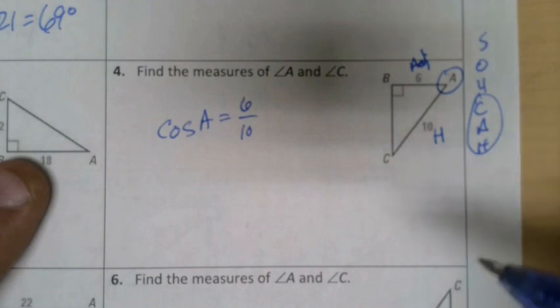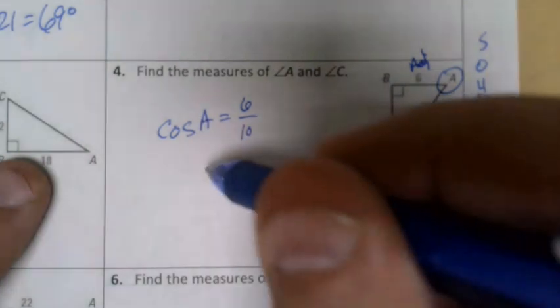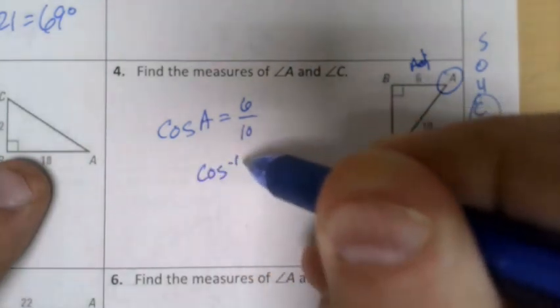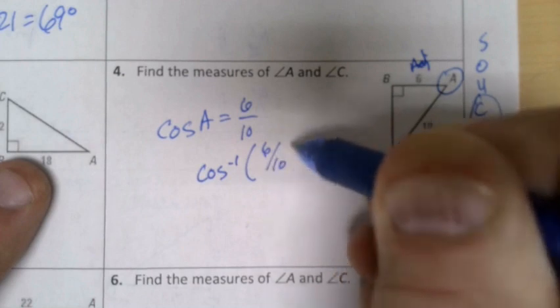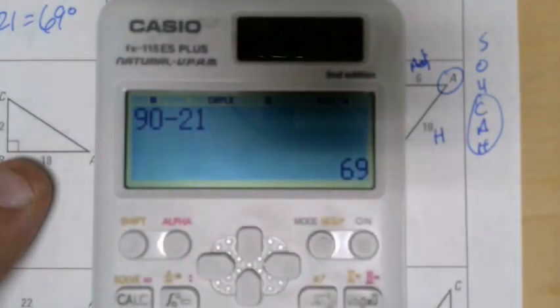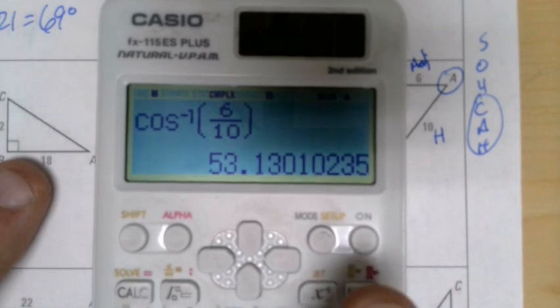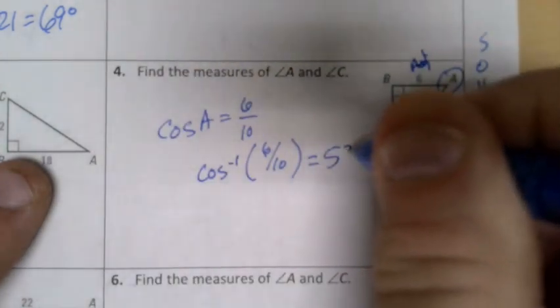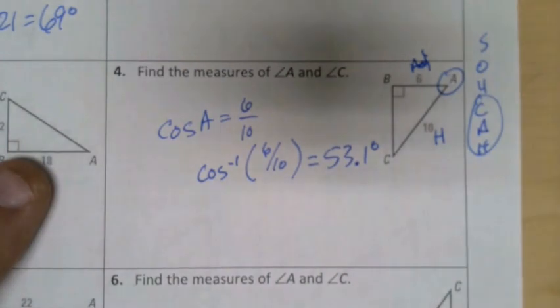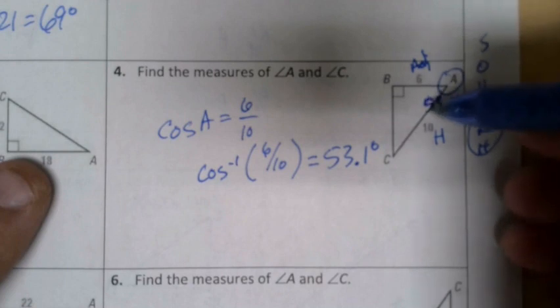Okay, great. Now, what do I do? Exactly, since I'm finding a missing angle, I do the inverse cosine of the 6 over 10. And that will give me my missing angle. So that's a calculator thing. So shift cosine, 6 over 10. And I put that in my calculator and I get 53.13, so 53.1 degrees. Cool. That is angle A, 53.1 degrees.